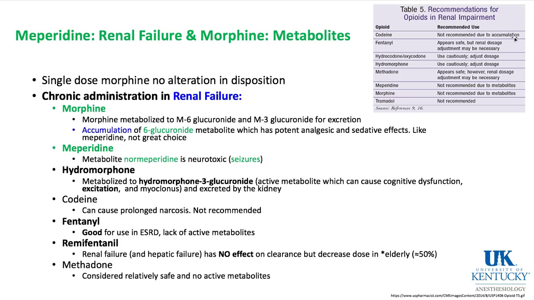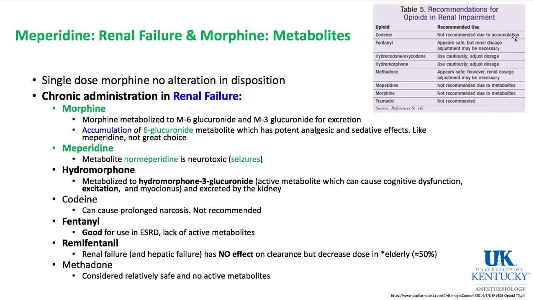Codeine can cause prolonged narcosis and isn't recommended. Fentanyl is pretty good. Remifentanil is great because you don't need a kidney or a liver to break down remifentanil, and renal failure has no effect on its clearance, but we still will decrease its dose if it was an elderly patient. Another take-home point is that opioid doses are reduced about 50% in elderly patients because they're more pharmacodynamically sensitive. And methadone is considered relatively safe.